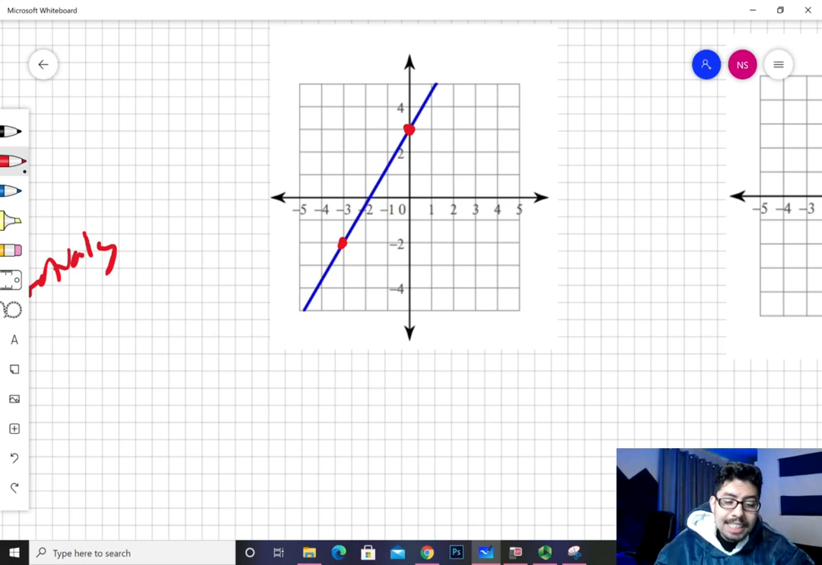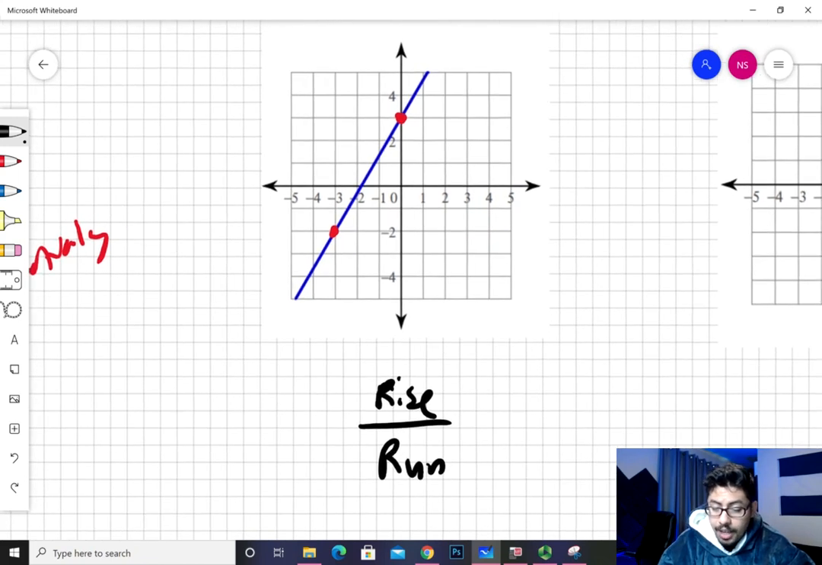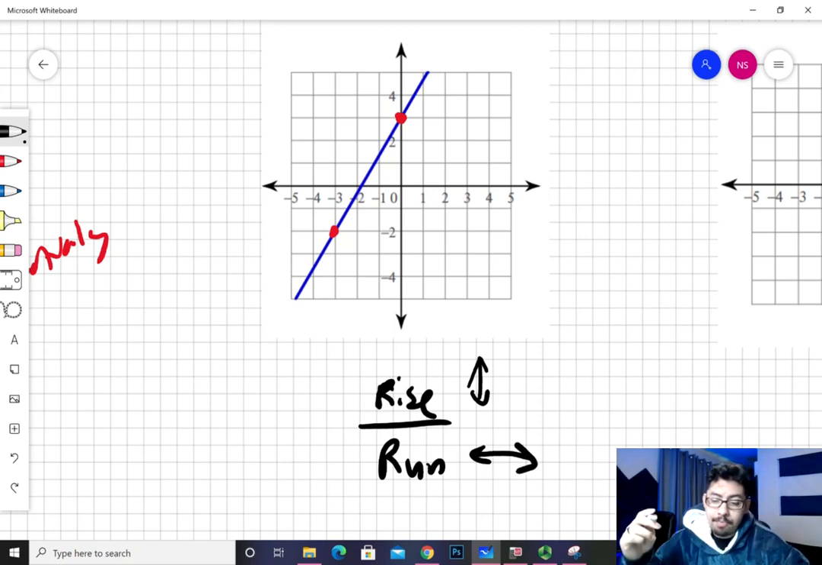Okay? Step number 2, my friends, is something called rise over run. So there's this thing in slope. The way the M, aka the slope, is going to be looked at, or written as, is rise over run. Okay, rise over run. That means up and down, rise or fall. It's the same thing. And run means left or right.